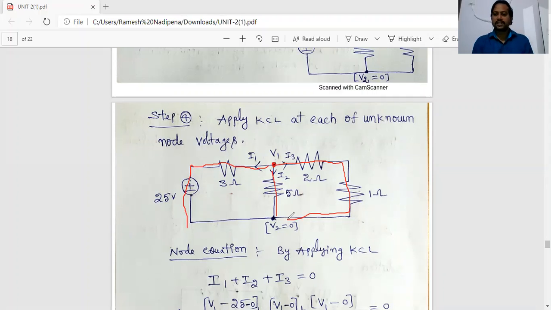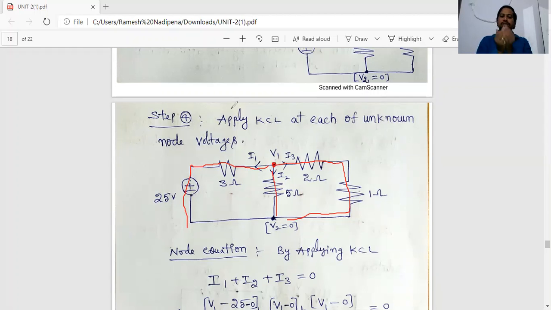So what is my assumption? All currents I1, I2, I3 are leaving. What is the procedure in step number 4? Apply KCL at each of the unknown node voltages. What is the KCL statement? KCL states that the sum of entering currents is equal to the sum of leaving currents at that node. The sum of currents entering the node equals the sum of currents leaving that node is the statement of KCL.